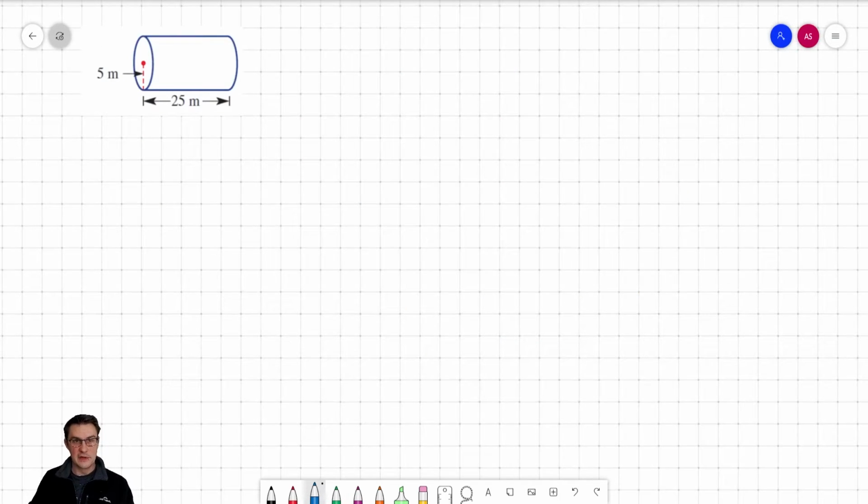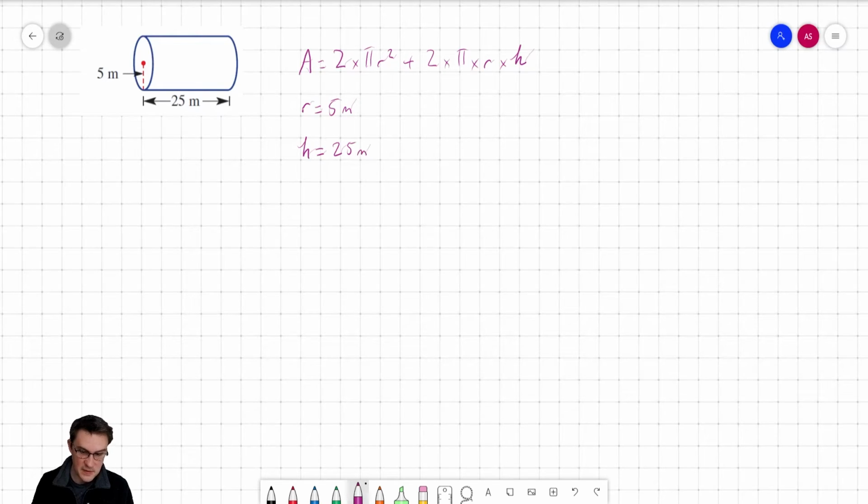Now, in this example, we've got a cylinder and we want to find its surface area. Remember, the formula we're going to use is A equals 2 times pi r squared plus 2 times pi times r times h. So we need to work these out. The r in this case is 5 meters, and the height is 25 meters.